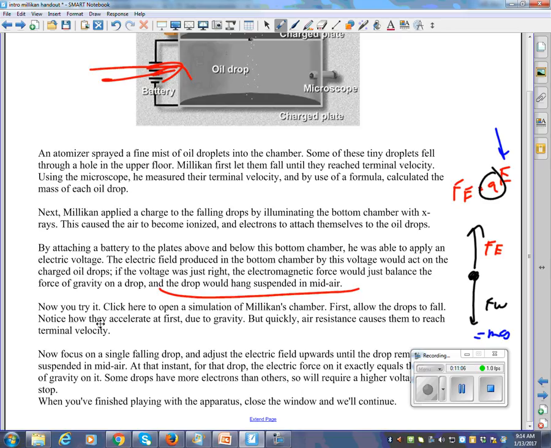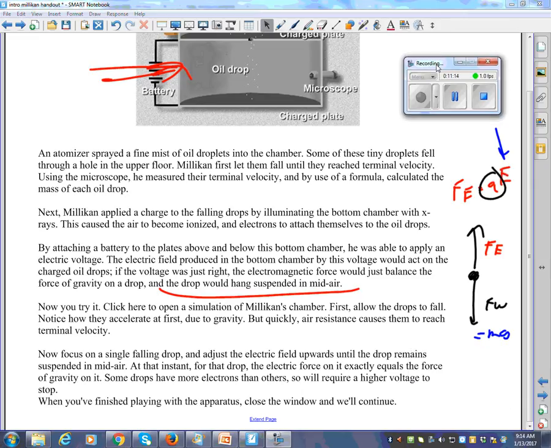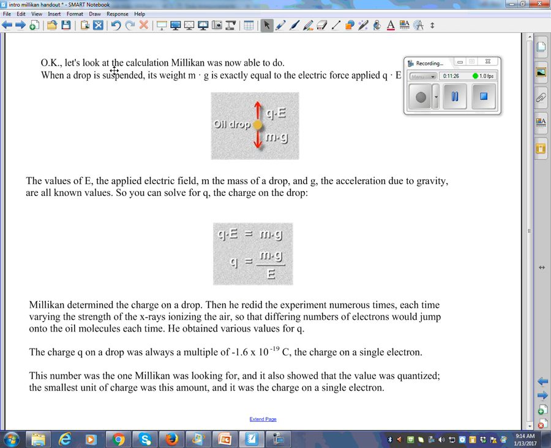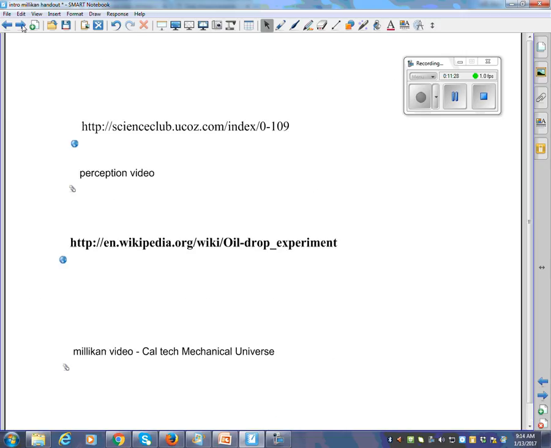Okay, so it says here, now you try, click here to open a simulation of Millikan's chamber. First, allow the drops to fall. How many people were pretty successful at finding a simulation? It's a bit of a challenge. It's a little easier at home, maybe, where your computer is up to date and there aren't some kind of security settings. I had some trouble too. Okay, I think I've got one here. I'm just going to watch this one here.